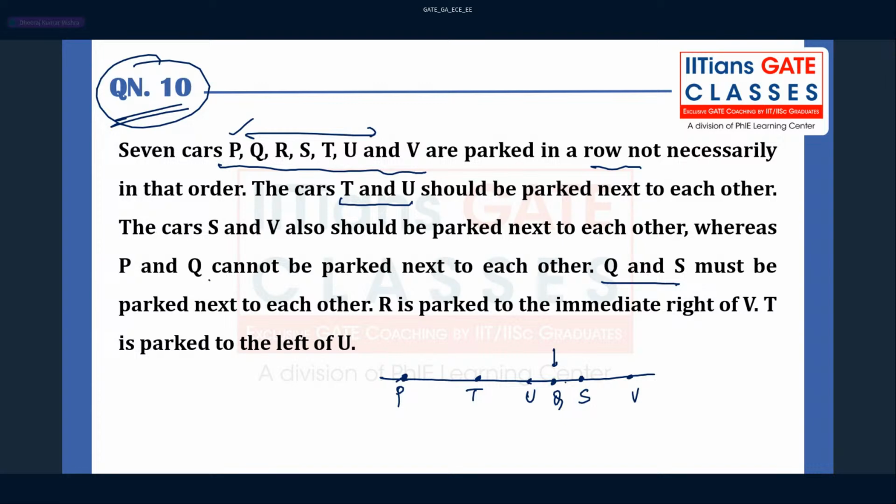Fine. R is parked immediately to the right of V. So you can say that R is here. R is parked immediately right. This is the right, okay? T is parked to the left of U. Yes, it is also correct. Perfect, guys, because this is U and to the left of U, this is T.